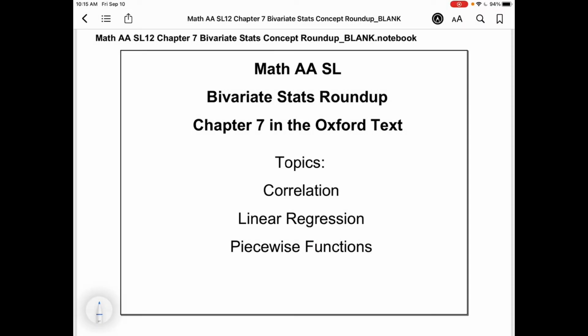Hi folks, welcome to the concept roundup for Math AASL. We're looking at bivariate stats, so correlation, linear regression, and also a little bit on piecewise functions.